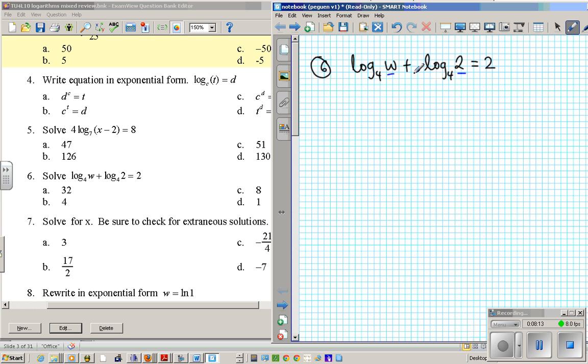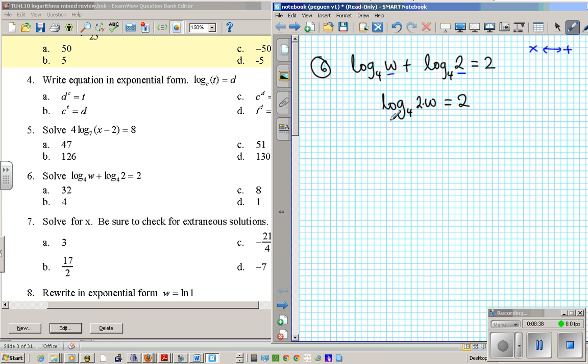When you're adding logs, what are you doing with the numbers? Remember, multiplication of numbers is the addition of logs. So addition of logs is the multiplication of numbers. So these two numbers you're taking the log of should be multiplied. So we're going to have log base 4 of 2 times w, that is 2w, equals 2. That's how you condense it. Okay? Now, it has been condensed.